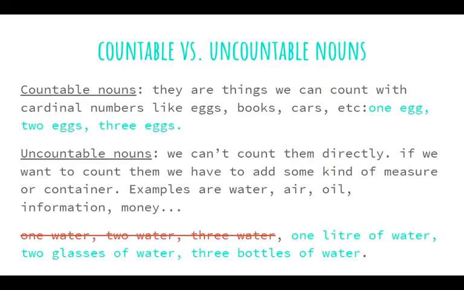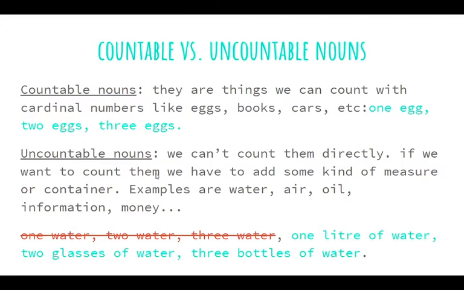And I also would like to remind you of the concept of countable and uncountable nouns. You probably have studied this already, but just to remind you, countable nouns are used to refer to things that we can count with cardinal numbers like 1, 2, 3, etc. One egg, two eggs, three eggs, okay? Or one car, two cars, three cars, one person, two people, three people, etc.